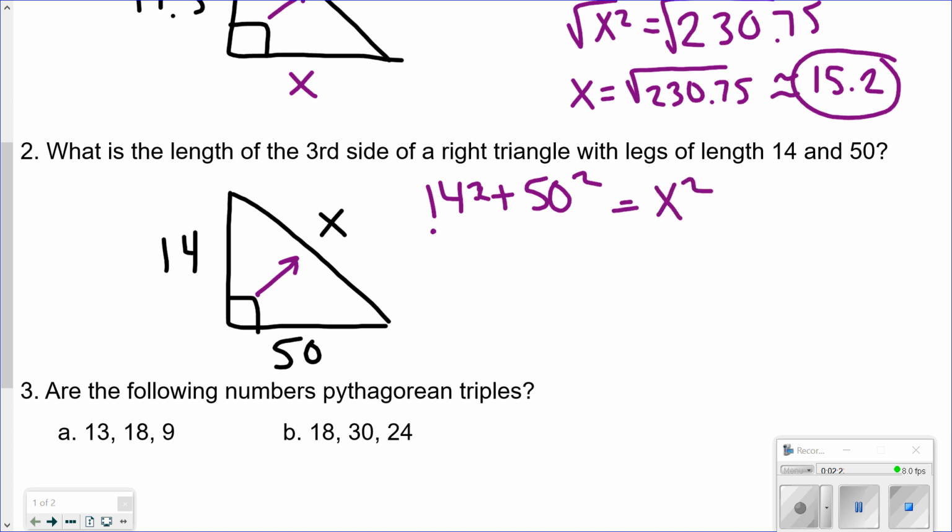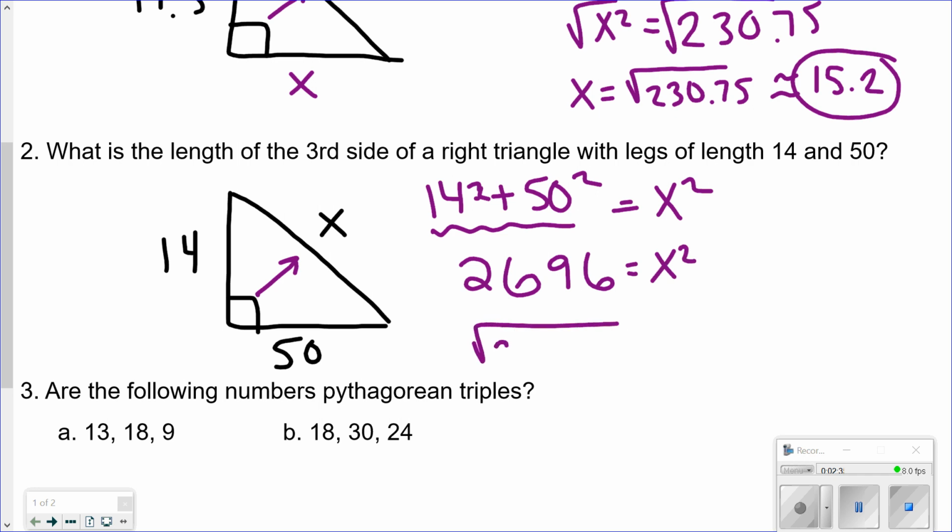All right, so I can plug this right into my calculator, and I get 2,696 is equal to x squared. So the square root of 2,696 is equal to x. And if I wanted to approximate that to 1 decimal place, it would be approximately 51.9.